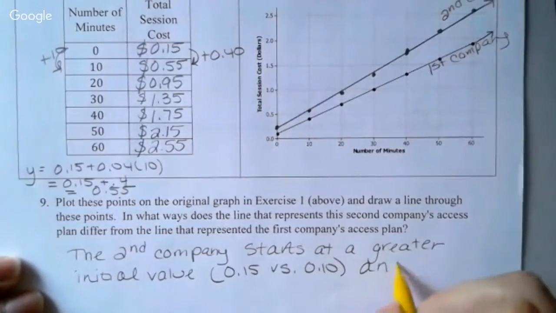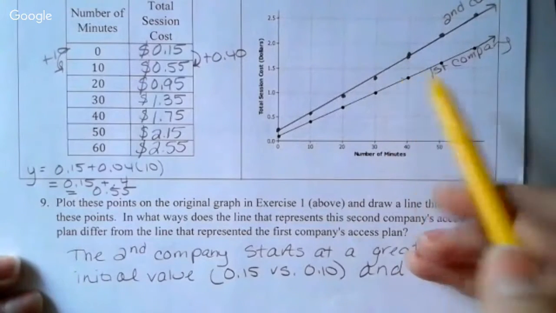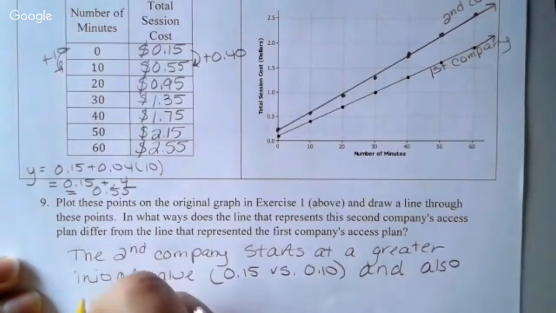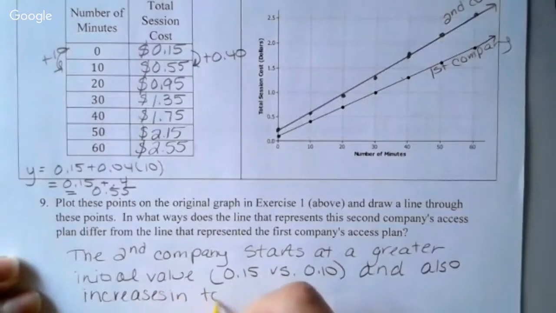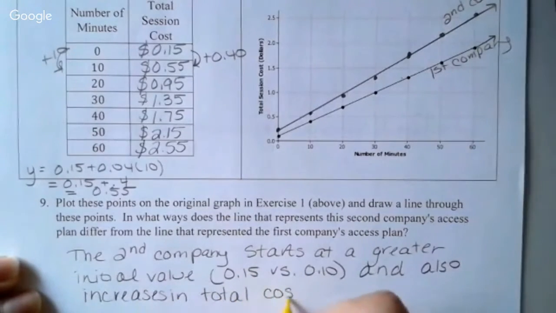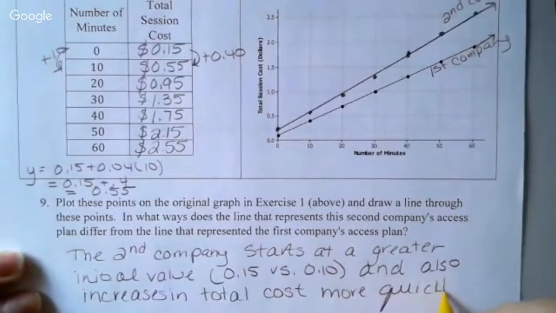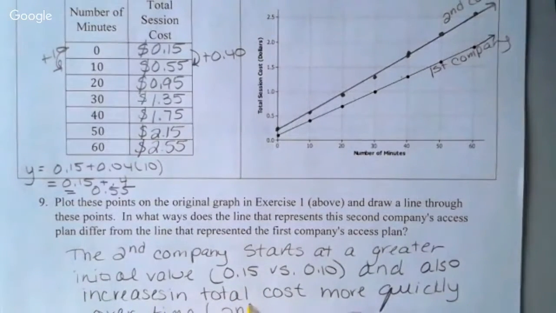Okay, and if you look at it, it's a little steeper than this one. So it also increases in total cost more quickly over time, which means that the second company's slope is steeper.